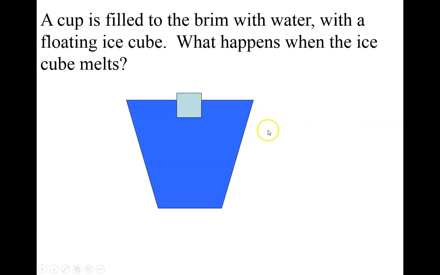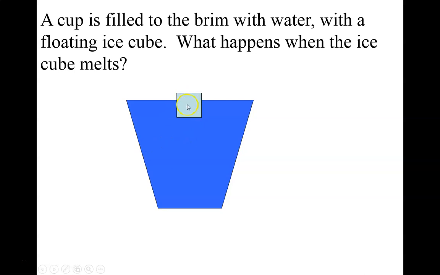A cup is filled to the brim with water, with a floating ice cube. What happens when the ice cube melts? Does water spill out because of the extra volume here? Does the water level drop because the ice melted? Or does it stay the same? The answer is it would stay the same.